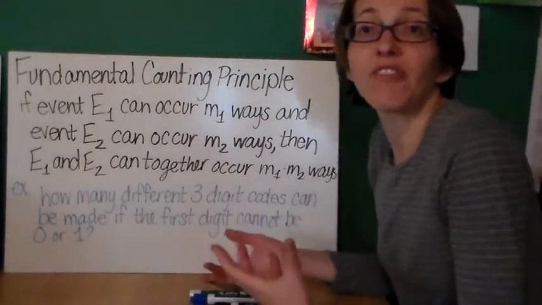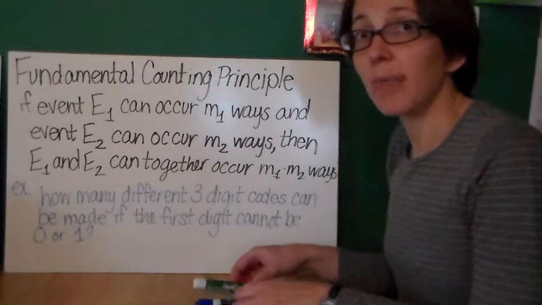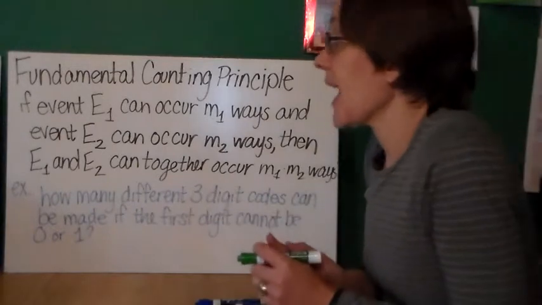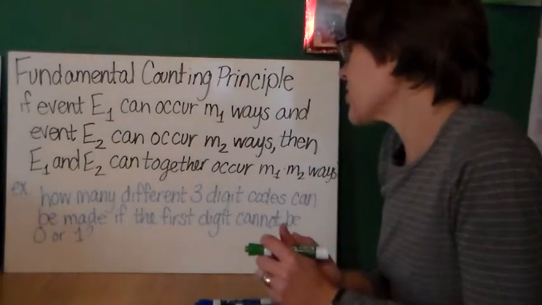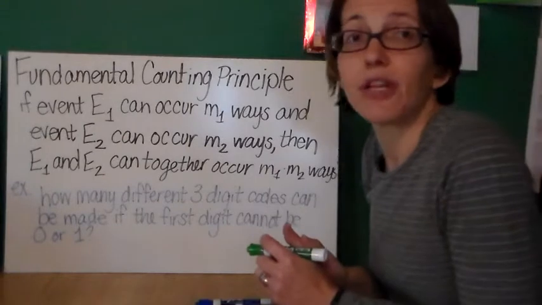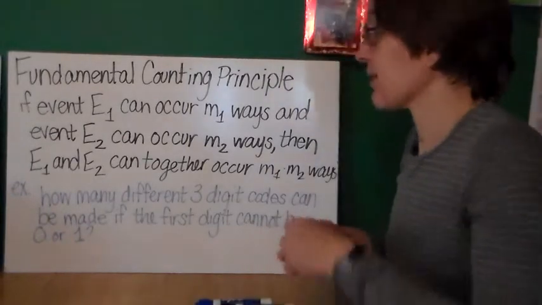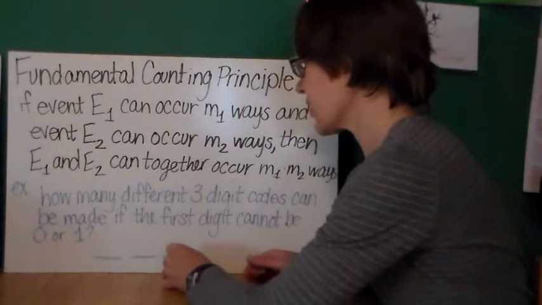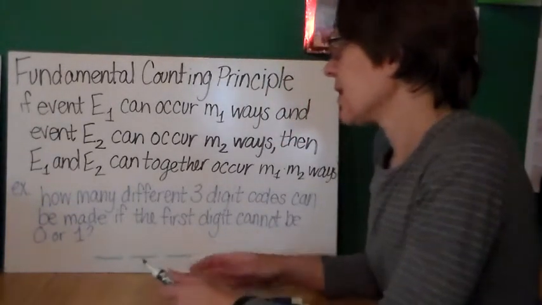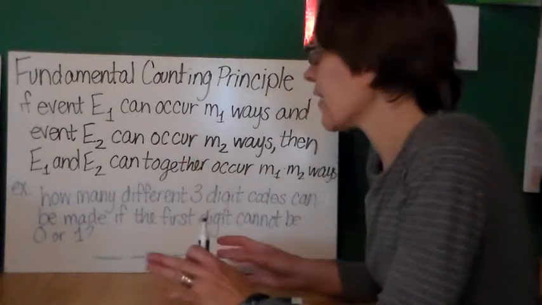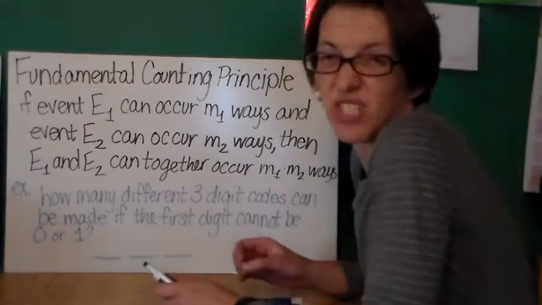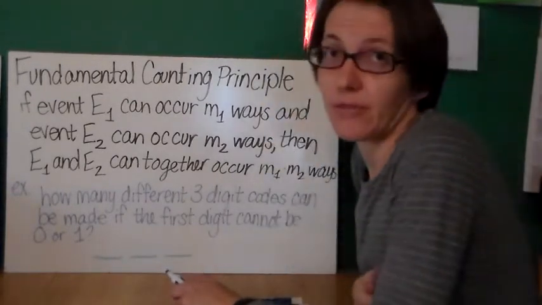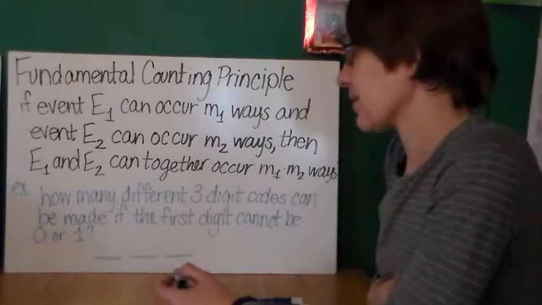If you have 3 or 4 or 5 events, it just increases the number of numbers that you are multiplying together. So here's our question. How many different 3-digit codes can be made if the first digit cannot be 0 or 1? I'm going to draw 3 lines here to indicate my 3 different digits. Now this does not say that we cannot have repeated codes, so I could have 222 or 333. I could not have 000 because the first digit cannot be 0 or 1.